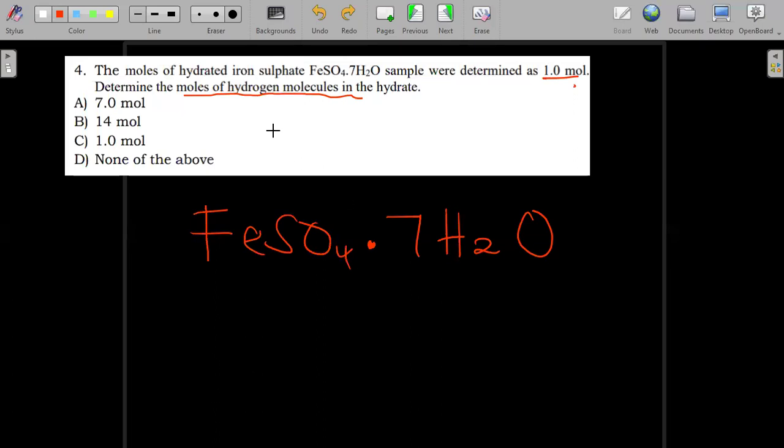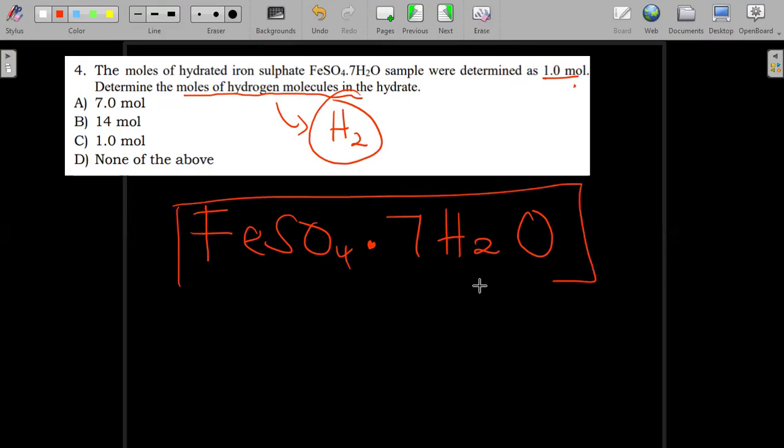So how do you represent a hydrogen molecule? A hydrogen molecule is just H2, like that. When two hydrogens are bonded together like that, that's a molecule. So in this one mole of the hydrated iron sulfate, how many moles of hydrogen molecules can we see? Anyone to try? 7. Exactly, so there are 7.